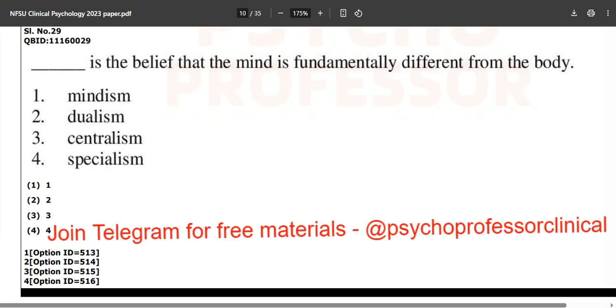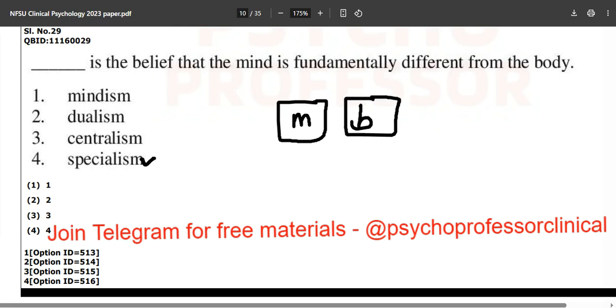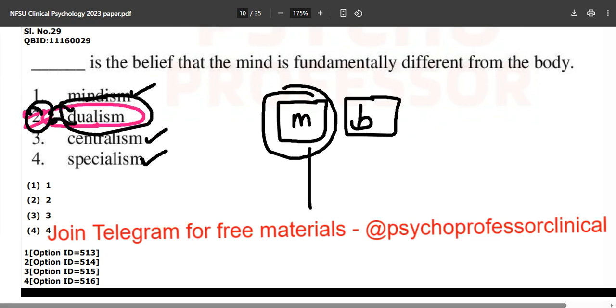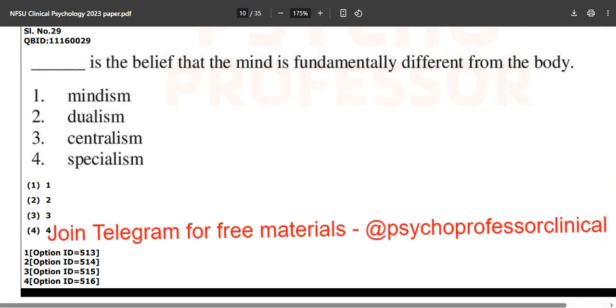Now, dash is the belief that the mind is fundamentally different from the body. Mind is different and body is different. So whatever the other options are, just by knowing the simple basic meaning of dual, you will be able to answer. The correct answer is dualism, option number 2, because fundamentally mind and body are different.